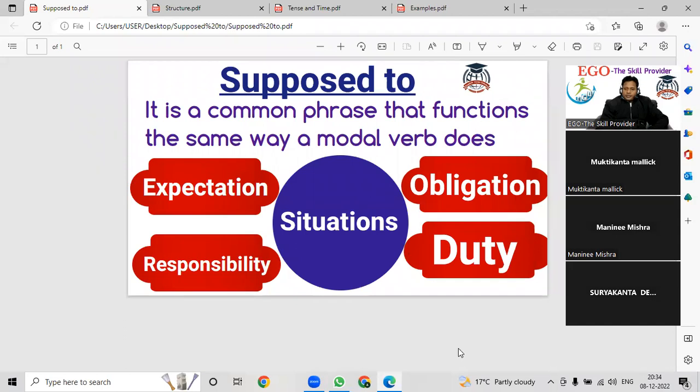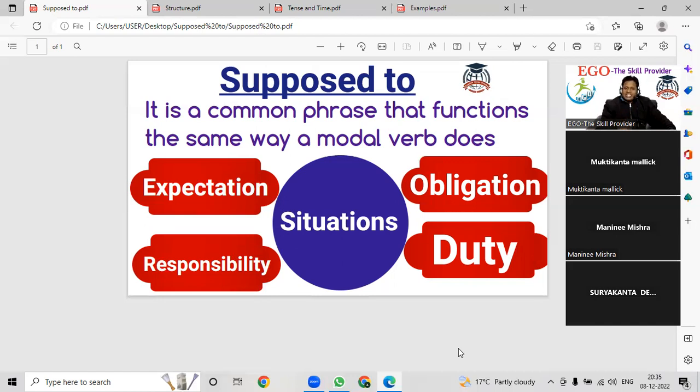It is something called supposed to. And believe me, supposed to is completely different from suppose. Suppose is something like, for example, if I say, suppose I want to give you 100 bucks, what will you do with that? But whenever I say supposed to, look at the things. Supposed to is not a past tense of suppose. Don't be in that world. This is not the past tense of suppose.